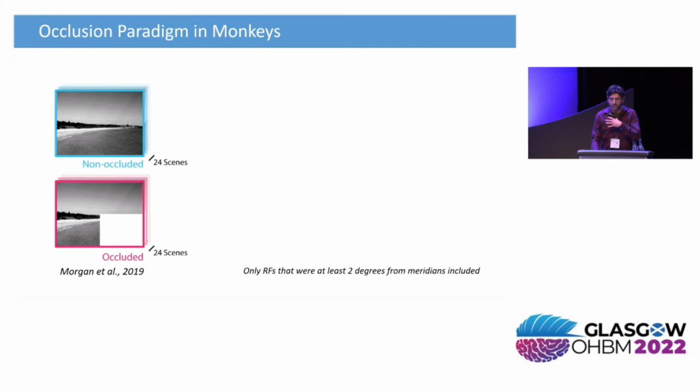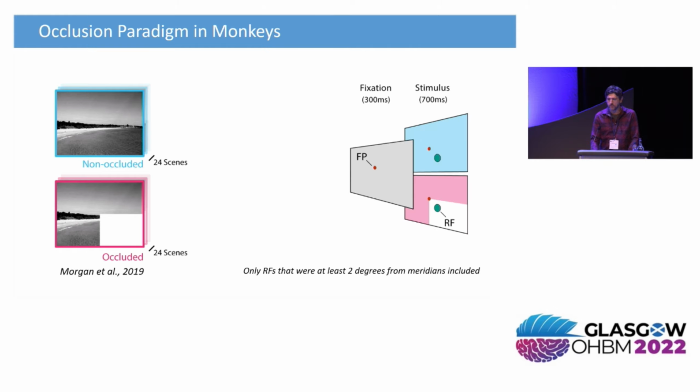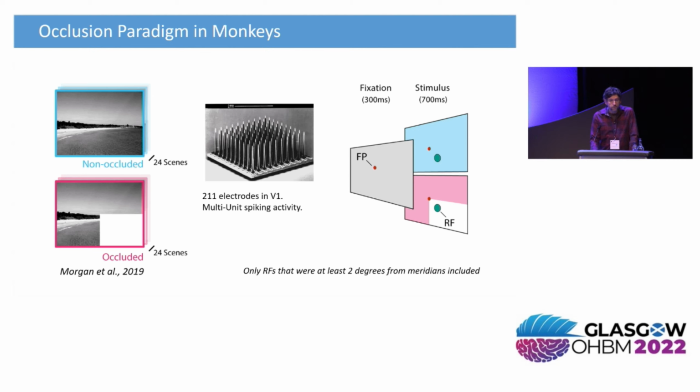Now we showed these either non-occluded or with the bottom right corner occluded. And this was a very easy task for the monkeys. They just had to fixate on a fixation point, and then we showed the stimulus for 700 milliseconds. We recorded multi-unit activity with chronically implanted Utah arrays in V1. And we were very careful to select only receptive fields which were in the bottom right quadrant of the image, and only those which were at least 2 degrees away from the boundary between the occluded and non-occluded region.